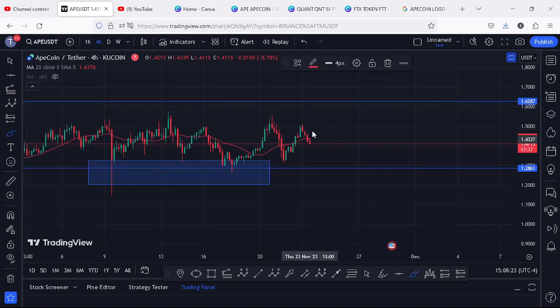And the next key area of resistance that we need to see a break above lies at around the $1.6287 mark. And a break above that with a successful retest, then we can easily see Apecoin get above the $2 mark in the next coming days.